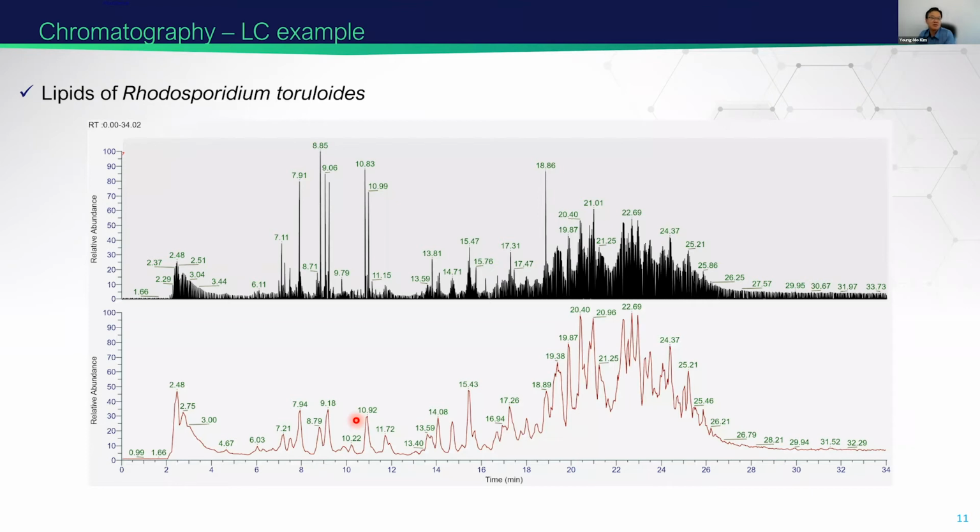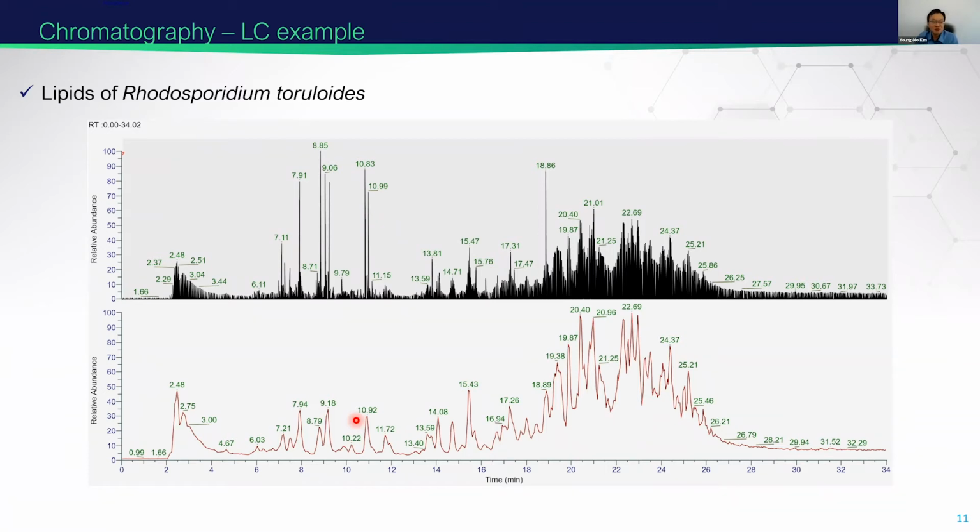And this is an example of the liquid chromatography of lipids. This is Rhodosporidium toruloides, one of our ABF host strains. It's a yeast-like organism, and we use this for producing a lot of hydrocarbon-related or some unique hormone or pheromone kind of compounds.